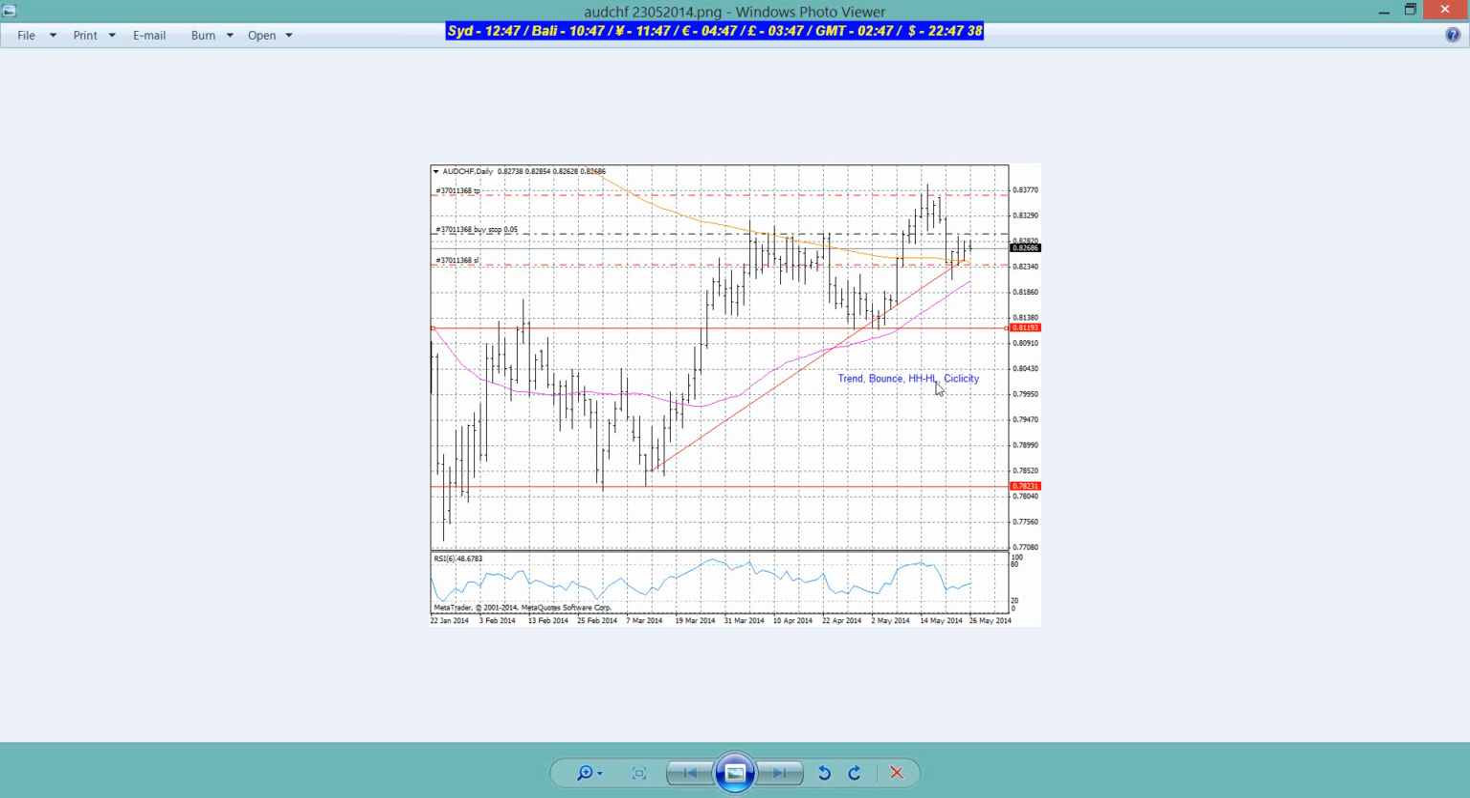Aussie Swiss trend bounce, higher highs, higher lows, cyclicity. Yeah, your trend line's not that crash hot there, but yes, that's true. You're entering in there, you take profit there. It's about 1-to-1 by the look of it.